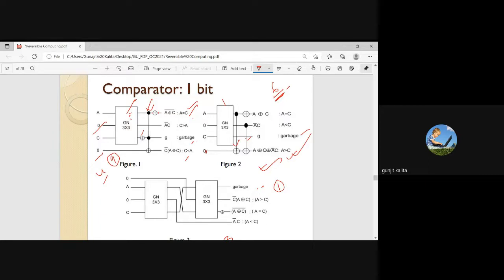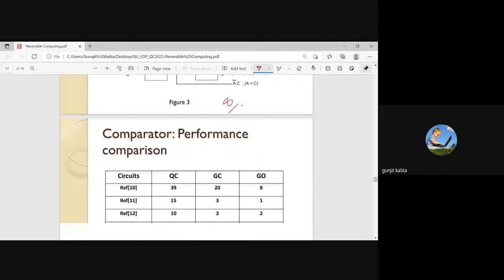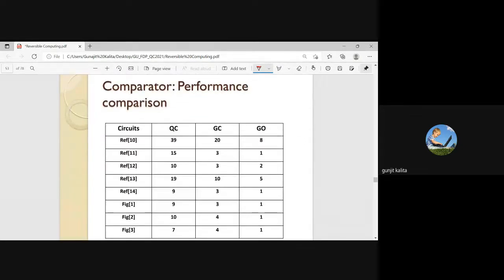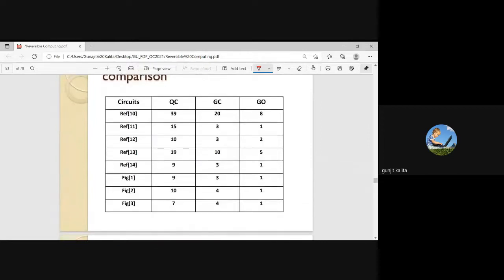So thus, you can utilize another design to make a new design so that your performance efficiency will increase. Right? So this is possible. So if we have some references given, out of all these references, you can see that for the same circuit, single bit, this particular circuit's complexity in terms of quantum complexity will be better.